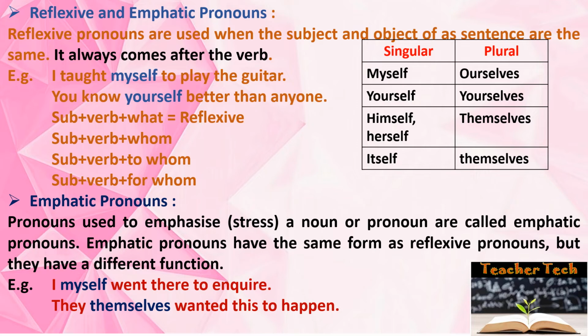Subject plus verb plus what is equal to reflexive. That means you ask the question to the verb, what. For example, I taught myself to play guitar. I taught to whom? Myself. So when we ask to whom, for whom, or simply whom, or what, and we get the answer myself, yourself, himself, herself, or itself, then it is a reflexive pronoun. And if you don't get that answer, then it is an emphatic pronoun.